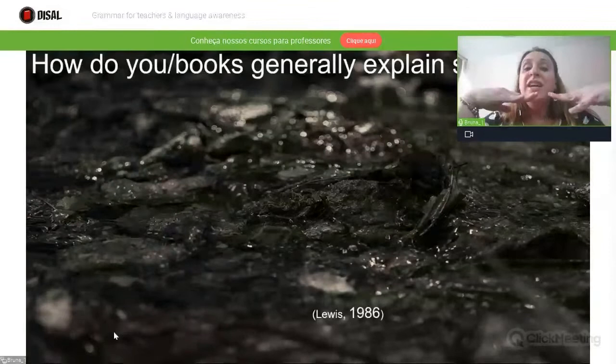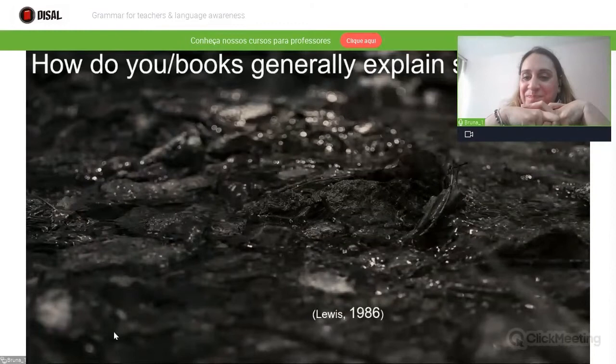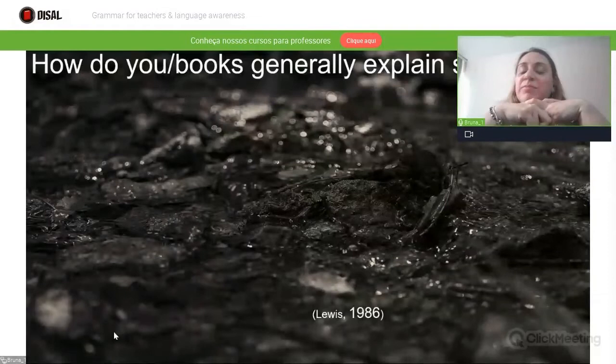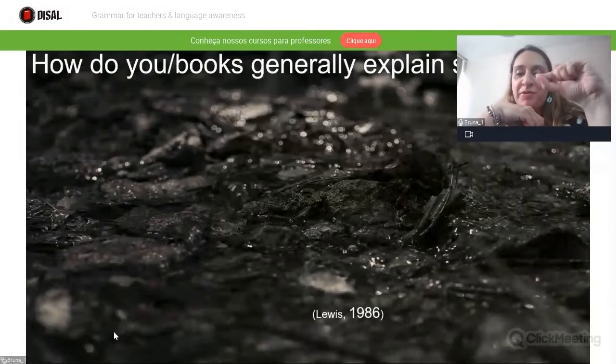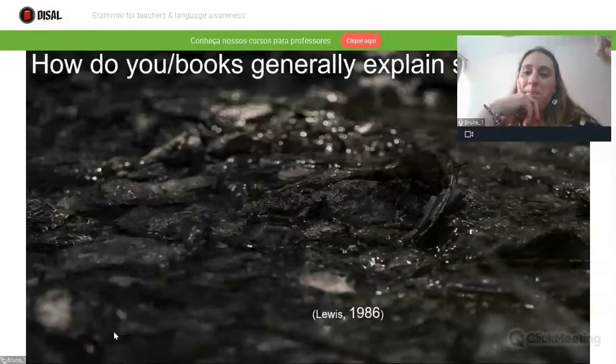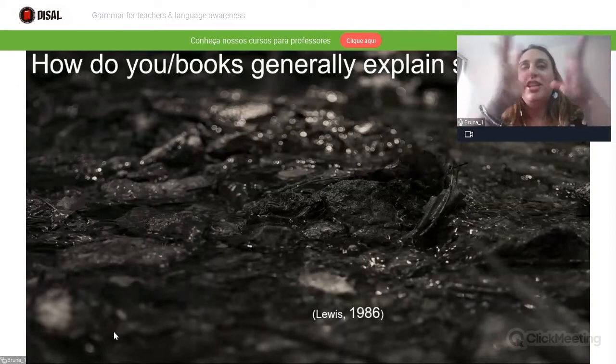However, as we can see, there are many exceptions. Also related to countable and uncountable, but then depending on what, yes, but usually it's related to some when offering. Okay, what else? Okay, yes. Usually the rule is some for affirmative, any for negatives.